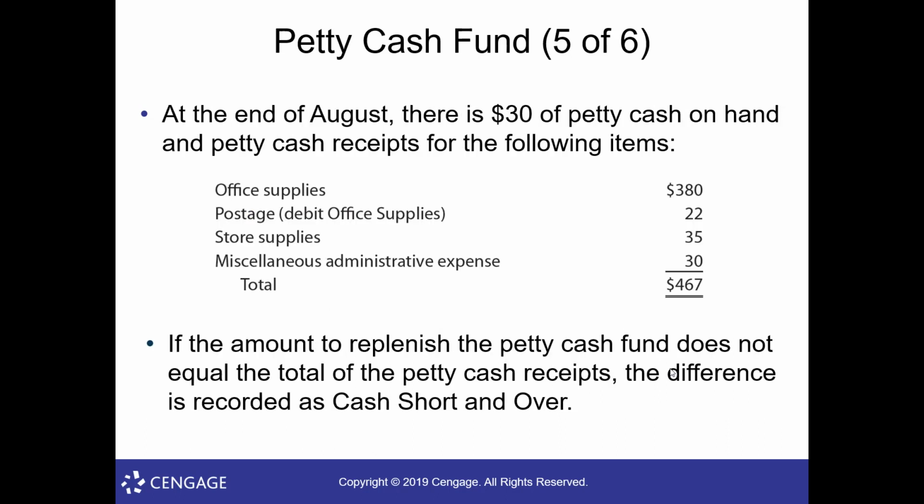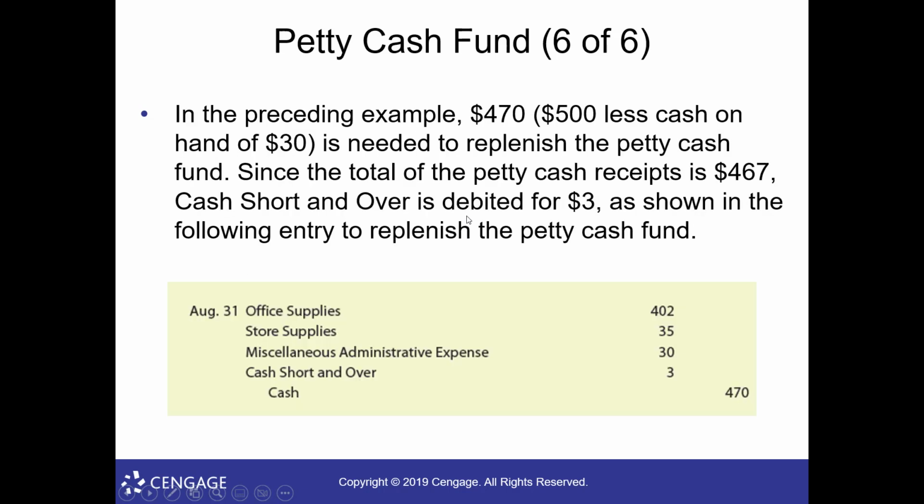Then at the end of August, there's $30 of petty cash on hand and the petty cash receipts for the following items. So we spent the money. We have office supplies, we have postage, store supplies, and miscellaneous. So we spent $467. If there's an amount in the petty cash that does not equal, the difference is recorded to cash short and over. And the preceding entry, the example, 470, is needed to replenish the cash amount. So we make a journal entry to the accounts. So 402 for office, 35 for supplies, 30 for administrative. Cash short and over was $3 we didn't account for, and we credit cash.